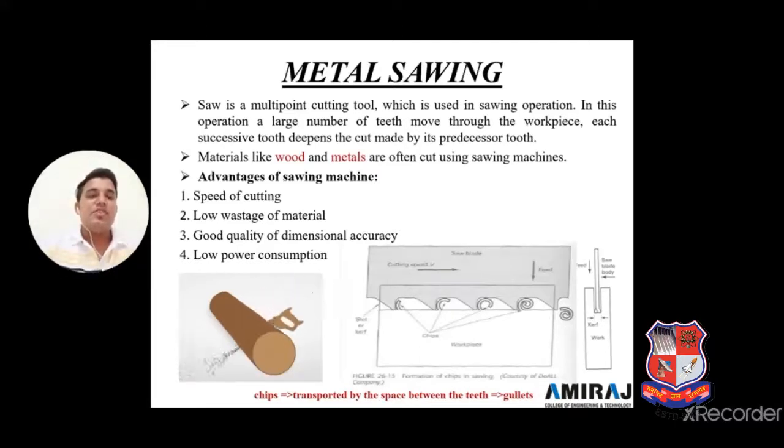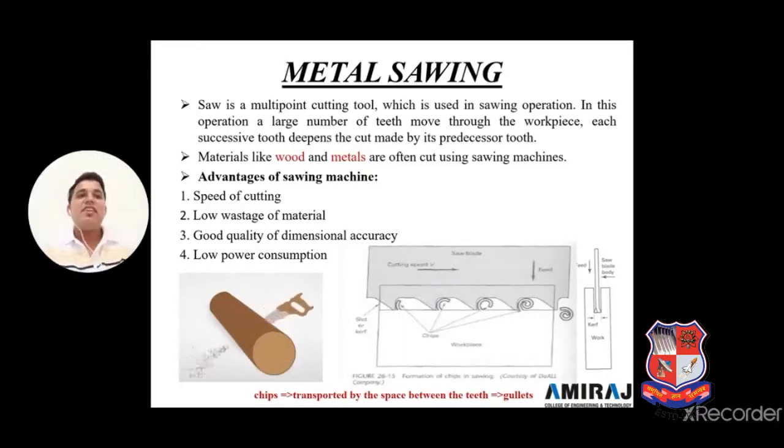So actually it is a multi-point cutting tool, nothing more than that. As shown in the GIF file, we have a saw cutter and we cut the wood. Here, chip formation is accommodated by the space between the teeth, called gullets. So what are gullets? Gullets are nothing but spaces where we can remove the chip easily. Materials like wood and metals are often cut using sawing machines.